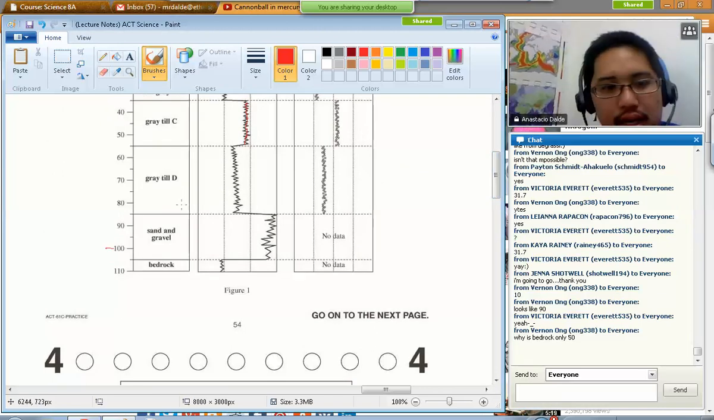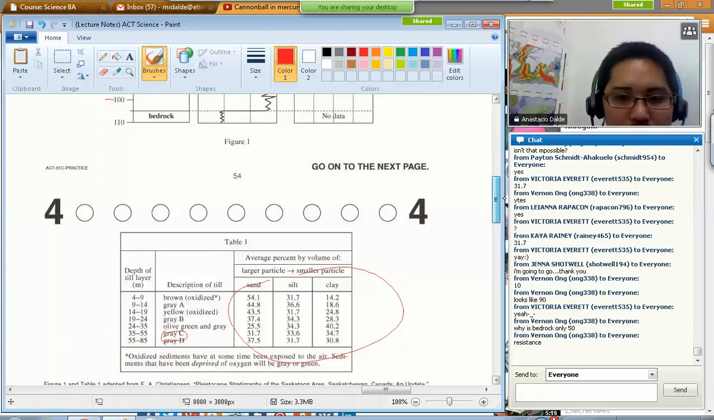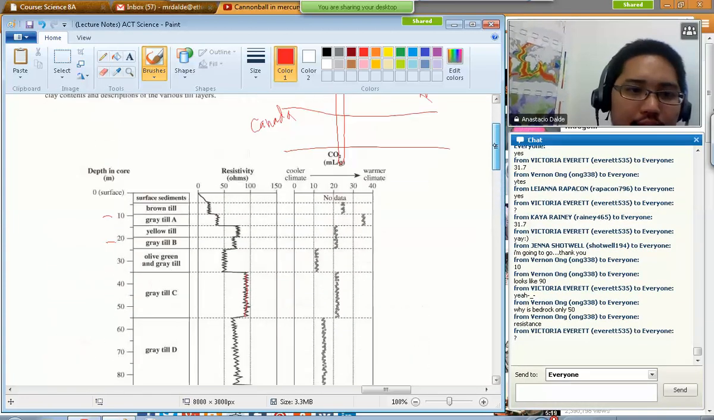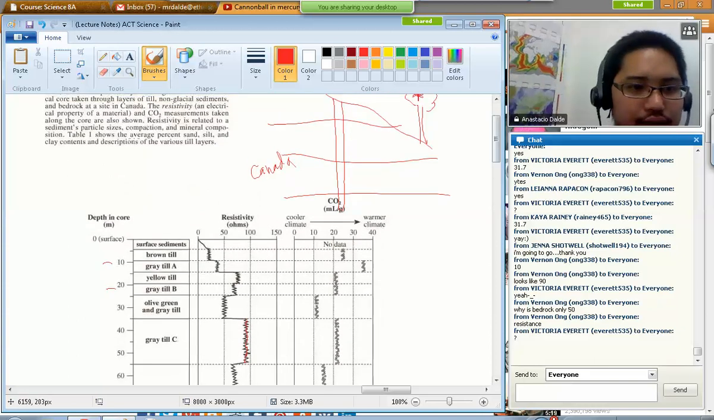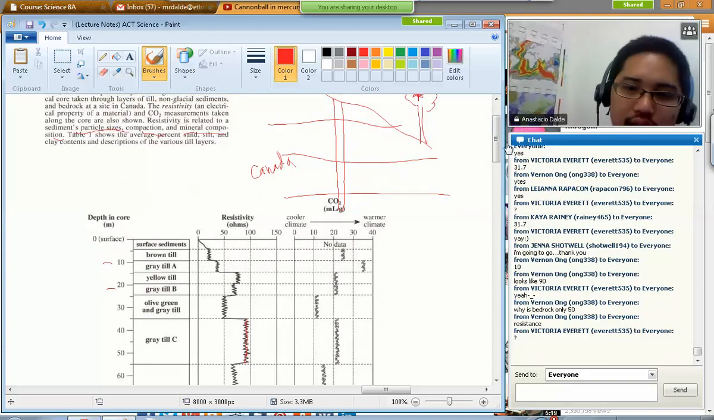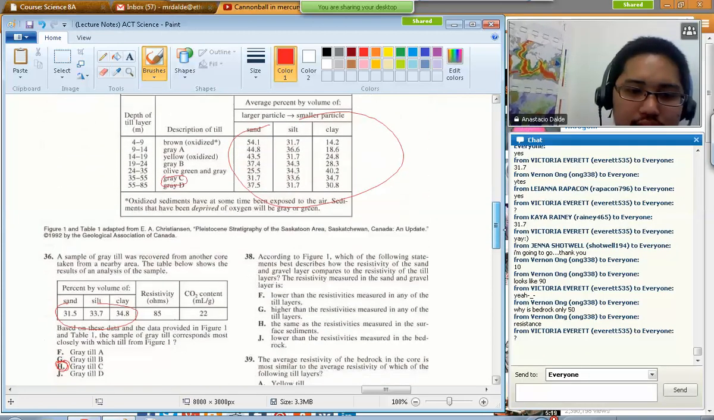What do you mean, why is bedrock only 50? What it's talking about is resistivity, which is a property of particle size, compaction, mineral composition. Maybe the properties of the bedrock happen to not give it very good resistivity.